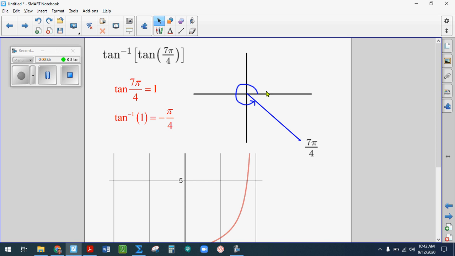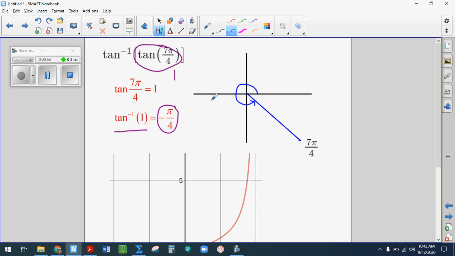That's how inverse functions work in general. So I drew the angle 7 pi over 4 in blue. The tangent of 7 pi over 4 is 1. So then this becomes the inverse tangent of 1, because that's the answer to tangent 7 pi over 4. Now we're just evaluating inverse tangent of 1. Well, that answer is negative pi over 4. It's not 7 pi over 4 because of how we restrict the domain of the inverse functions.